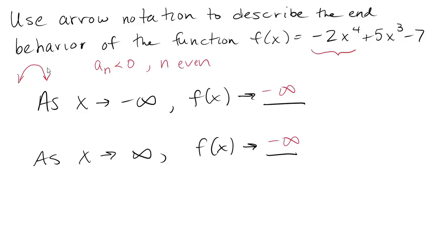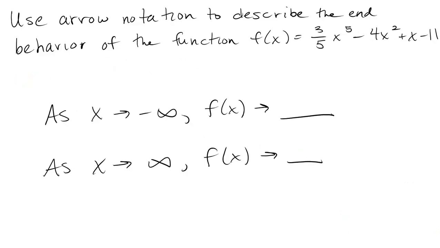Using this reference function, I'm able to fill in the blanks for this more complicated function. So I don't know what f of x equals negative 2x to the fourth plus 5x cubed minus 7 looks like exactly, but I can tell you that whatever it does, it points down on the left end and it points down on the right end. We'd have to do more investigating in order to figure out what goes on in the middle, but that we can tell just by looking at the leading term. Let me do another one.